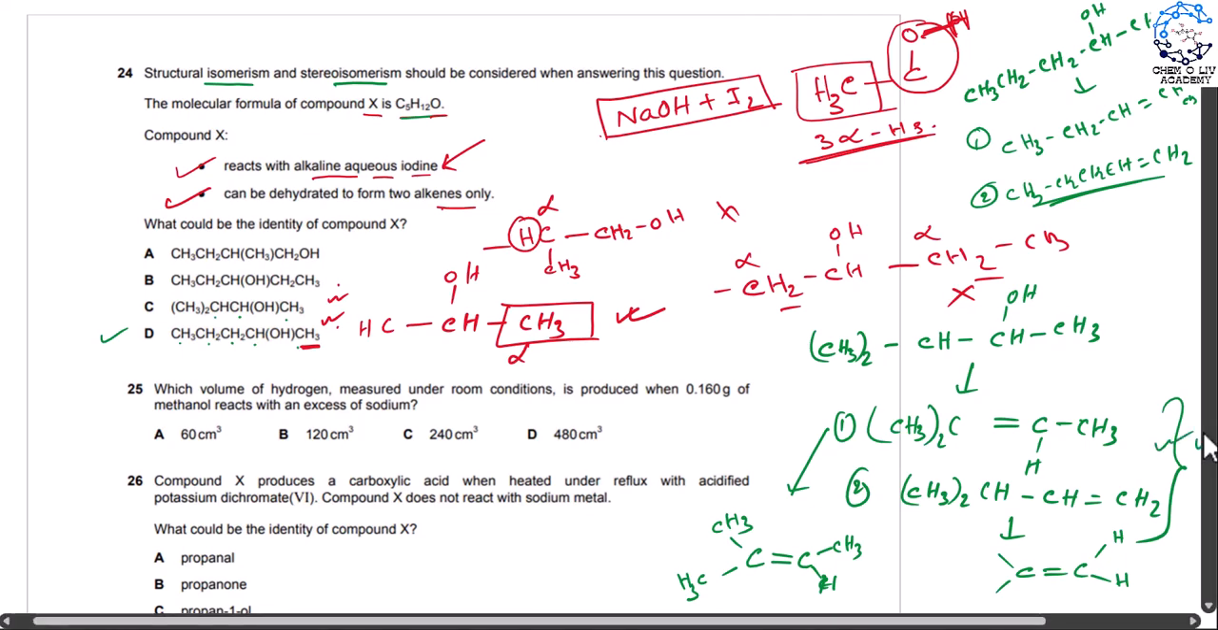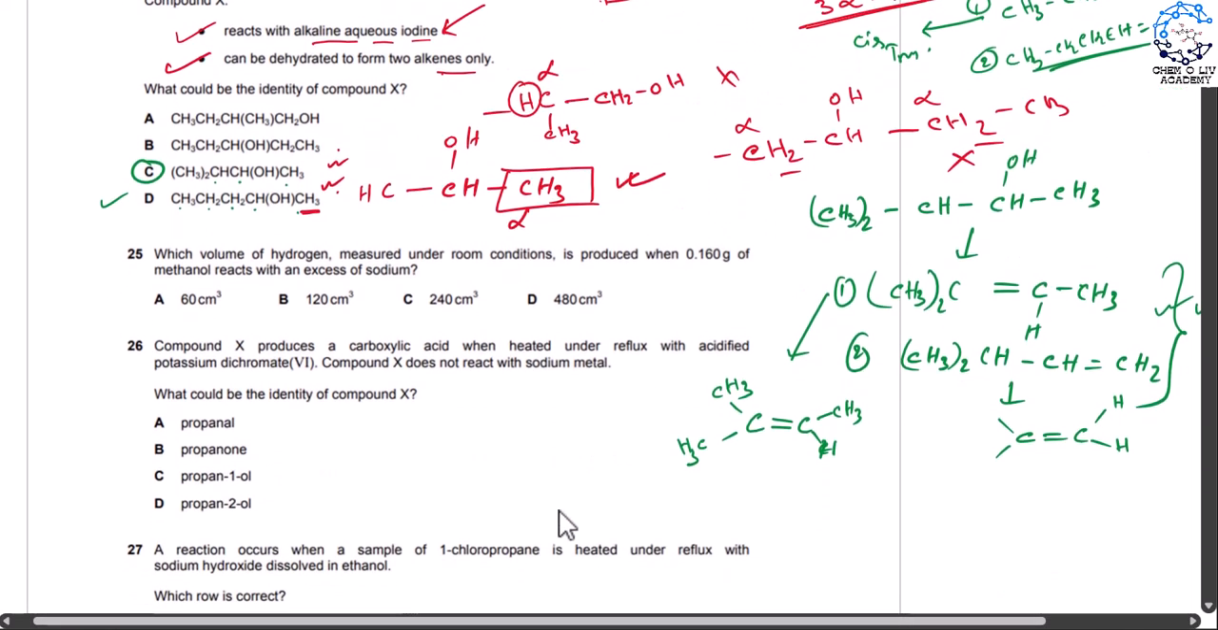But here, this isomer will have cis trans. So that means this option got cancelled out. Only this option remains. So this is my correct answer. It's a wonderful question, because there are 4 steps to figure it out. Okay, let's move to the next.